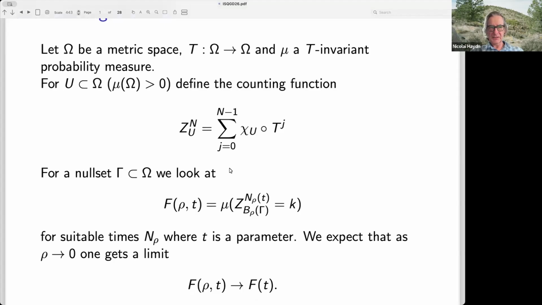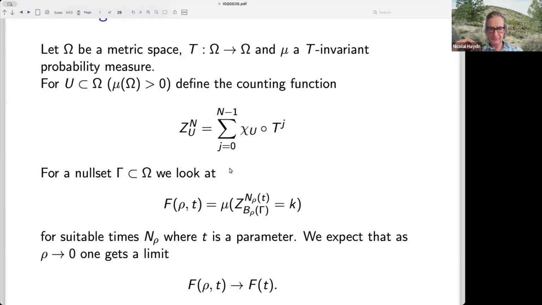We have a map and an invariant probability measure. Then what you want to do, you're going to cut out an area, say U, of positive measure, and count the number of hits up to a certain time. So this capital N is the length of orbit we're actually going to look at. I will have to say something more about it because it matters a lot, how we're going to choose this. Now, this Z sub U super N tells you how many times you're going to hit this U.